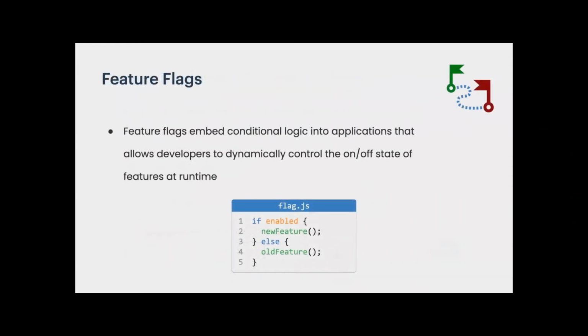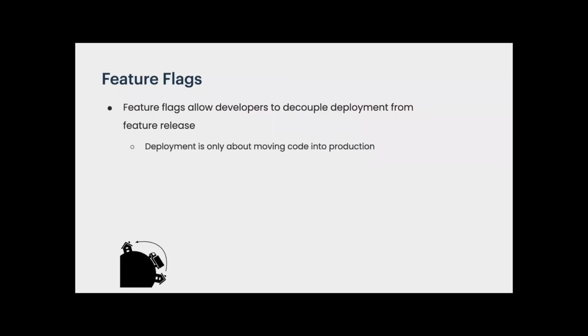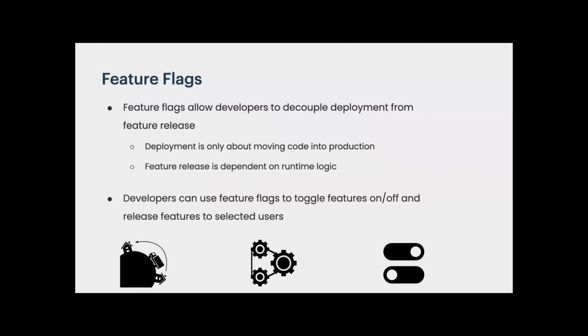They found feature flags. At its simplest, feature flags embed conditional logic into applications that allows developers to dynamically control the on or off state of features at runtime. Fundamentally, feature flags allow developers to decouple deployment from feature release, such that deployment is now only about moving code into production, and feature release solely depends on runtime logic. With feature flags, developers can dynamically toggle features on or off in production, as well as release features to selected users.